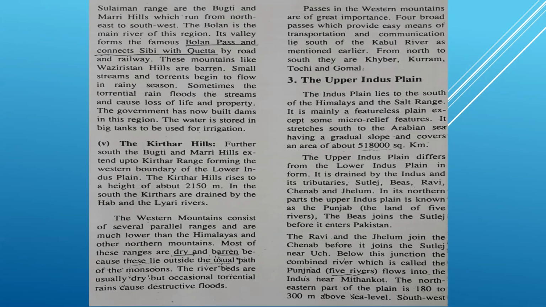The passes in the western mountains have great importance. Four broad passes, which provide easy means of transportation and communication, lie south of the Kabul River, as mentioned earlier. From north to south, these are the names of the passes. It can be asked in a short question: name the passes of Pakistan. These are the Khyber, Kuram, Tochi, and Gomal.